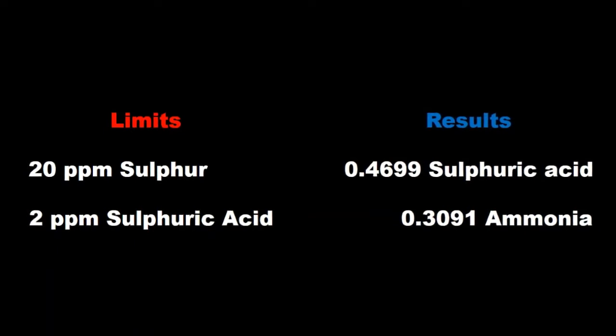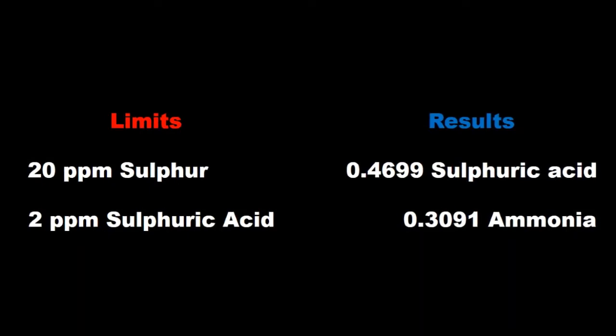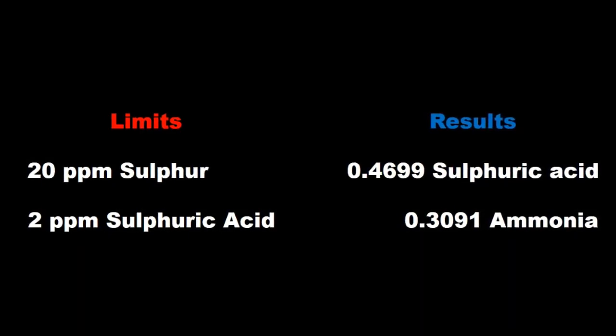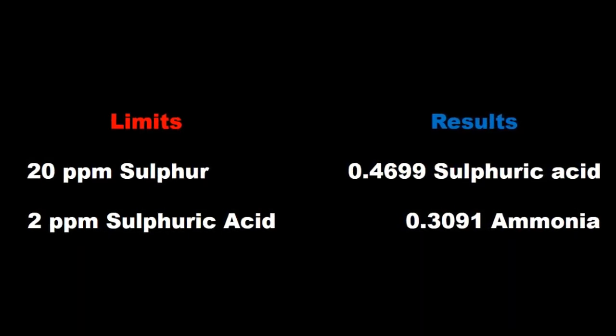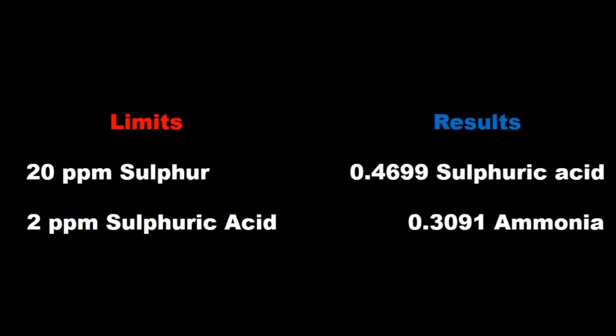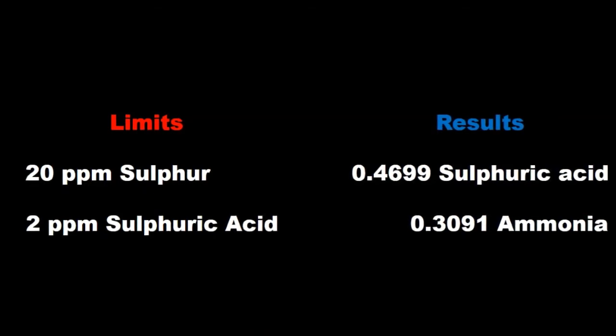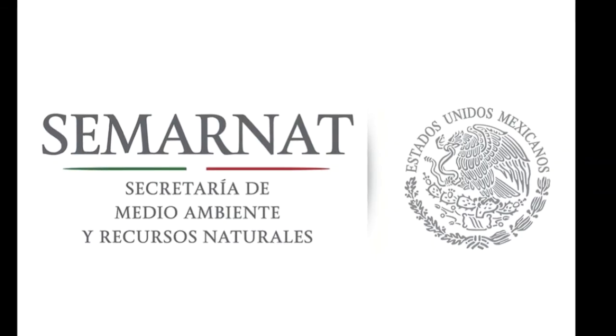Analyzing the material balance fractions, which resulted in 0.4699 of sulfuric acid and 0.3091 of ammonia, we find that these amounts meet the parameters set by Semarnat in Mexico.